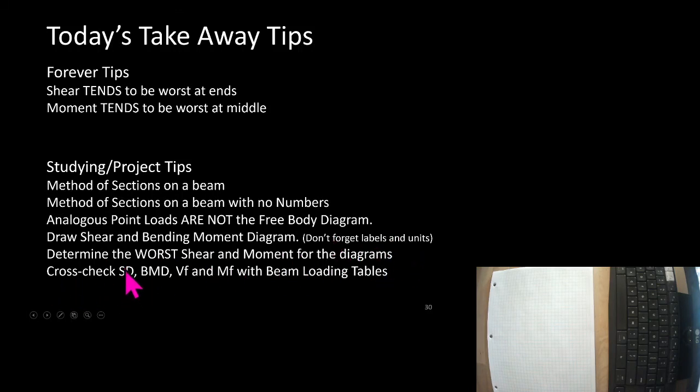And you should be able to cross-check the shear diagram, the bending moment diagram, VF and MF with the beam loading tables that I am going to make sure I have uploaded for you right now. So, I know it's a lot of information, but it's mostly just about being methodical. I've given you a bunch of examples that you can work through. If you still don't like that, if you still need more examples, Google it. There are going to be a gazillion of them. They're all going to be very similar takes on the ones I've done.